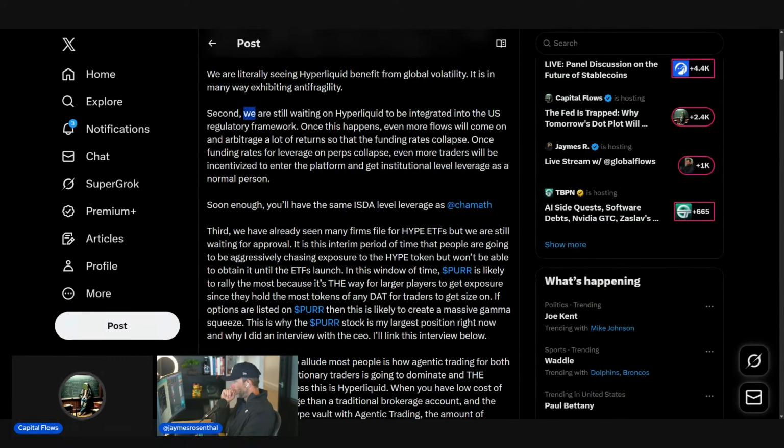The second thing is we are still waiting on Hyperliquid to be integrated into the US regulatory framework. Once this happens, even more flows will come on and arbitrage a lot of the returns so that funding rates collapse. It's going to have a lot of institutional volume that is not able to come on right now. That's going to cause funding rates to collapse because everyone's going to say, oh, I can provide leverage and make a yield. Once funding rates for leverage on perps collapse, even more traders will be incentivized to enter the platform and get institutional level leverage as a normal person. Soon enough, you'll have the same level of leverage as Chamath.